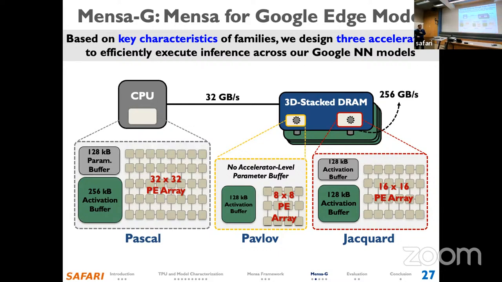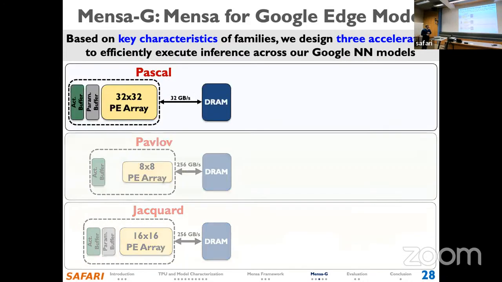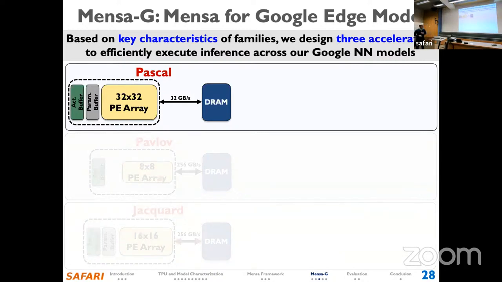So in the end, we have a heterogeneous system with compute-centric accelerators placed at the baseline, at the CPU or in the SoC. And then you have memory-centric accelerators that are using processing-in-memory capabilities of 3D-stacked memories. So let's go accelerator by accelerator now and see what they do.